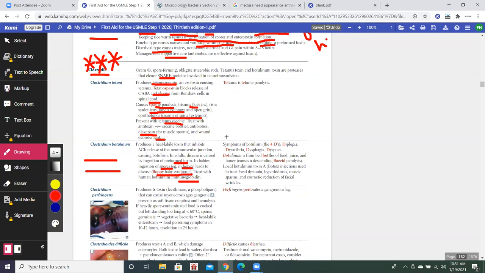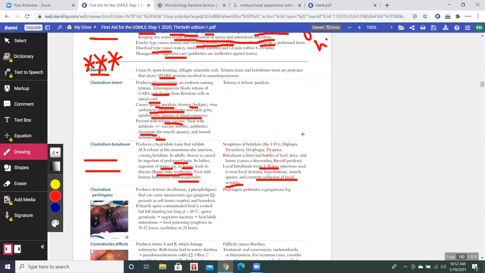We also use botulinum toxin for cosmetic purposes. A lot of people use local botulinum toxin, that is Botox. It is injected to treat focal dystonia, hyperhidrosis, muscle spasm, and for cosmetic reduction of facial wrinkles. We know a lot of celebrities use Botox to look younger. So this prevents wrinkles, so that's that.